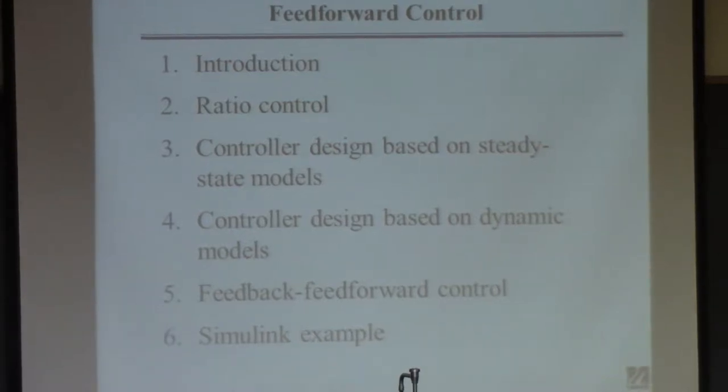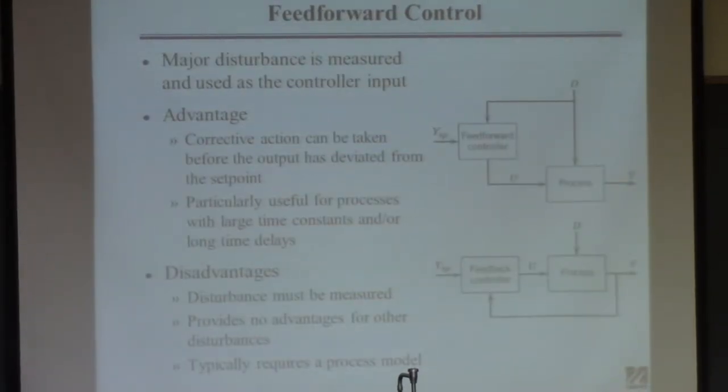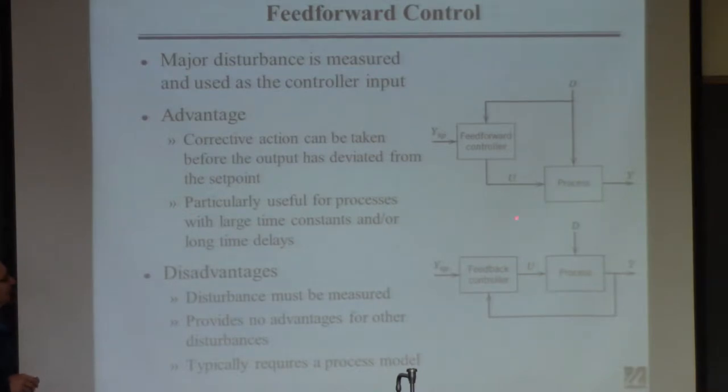So we're talking about feed-forward control. I'm going to go through this quickly. Remember, the basic idea here is that instead of doing typical feedback control, where we measure the thing we want to control, compare it to the set point, and manipulate the input accordingly, in this case we're going to do something different. We're going to measure the disturbance directly, operate on that with some feed-forward controller, and then generate a signal.